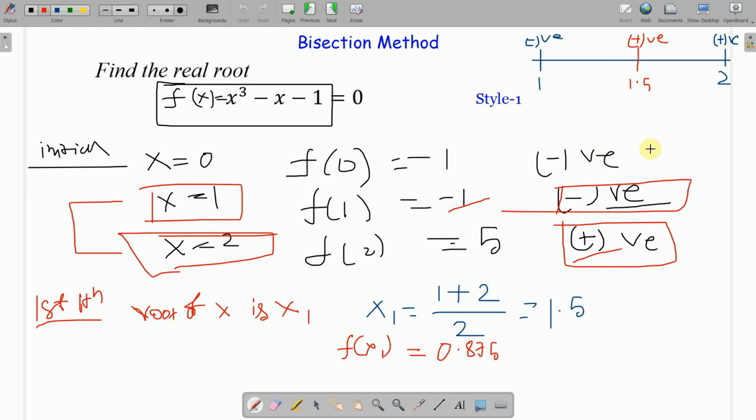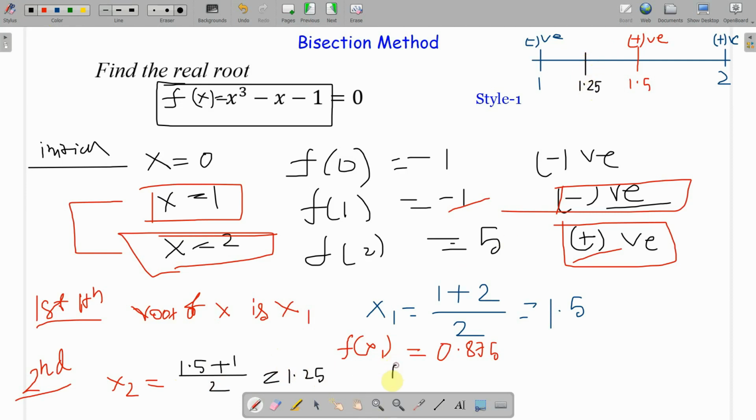So see how I am finding my results, how I am doing the tuning of my result. Okay, so f(x1) got 0.875. So second root, you got the idea. x2 equals to, what will be the value of x2? x2 value क्या होगा? So 1.25. 1.5 plus 1 by 2, that will be 1.25. Let me draw it here. So that's the x2 value, 1.25.